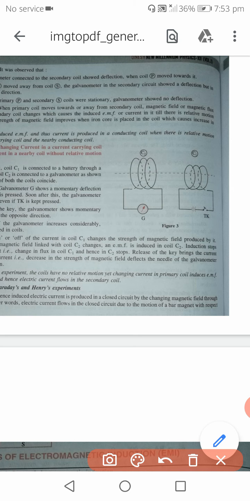Now from all these three experiments, what conclusion can be drawn, or what is common in these three experiments? Why is current produced in the second coil? Let us see the common factor in all these three. The common factor is magnetic flux. Now what is that magnetic flux again?